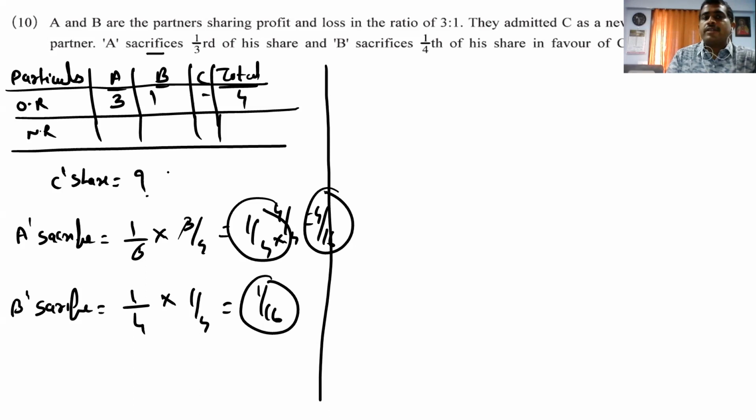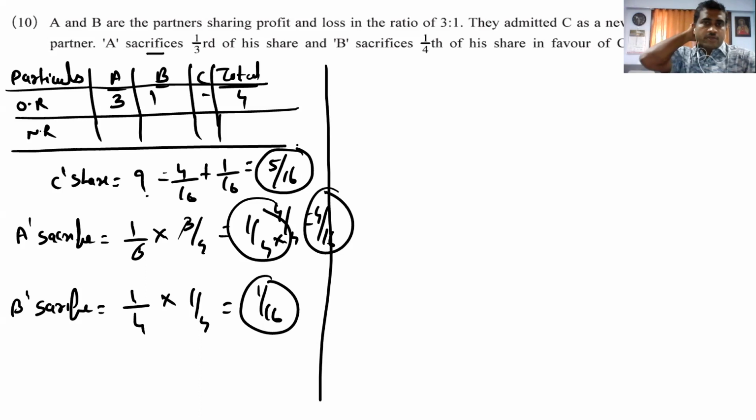Now how to find C? 4 by 16 plus 1 by 16. So it comes to 5 by 16. So C's share comes to how much? 5 by 16. Right? So let's see now.